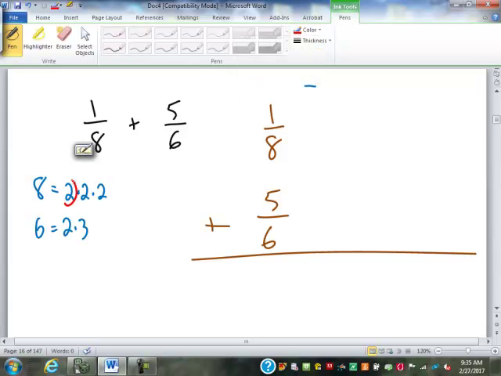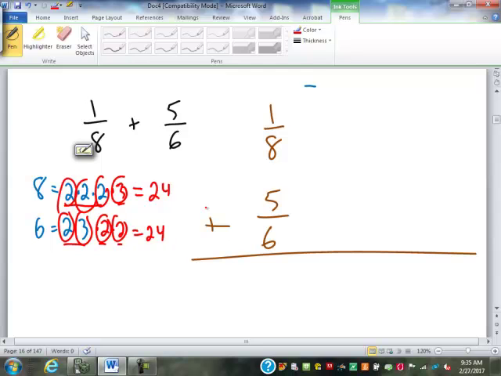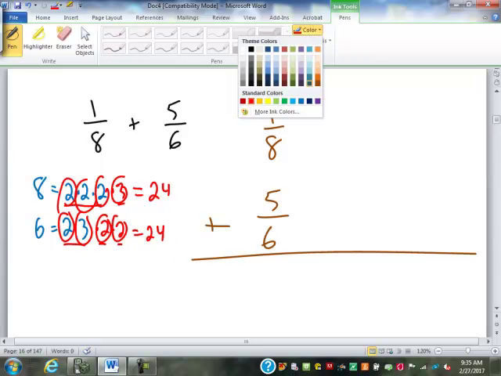So if I look at them, they both have a 2. What does the 8 need up here? Needs the 3. Now they both have a 3. The 6 needs to have 2 more 2's. Now they're identical. So this is 8 times 3 is 24. 6 times 2 times 2 is also 24. So my common denominator will be 24.